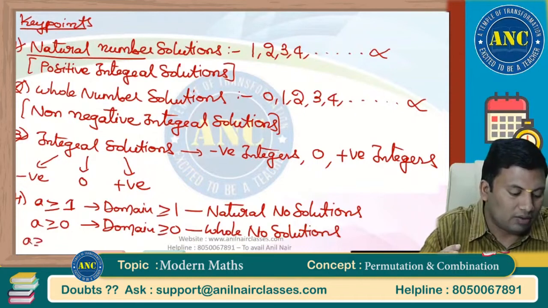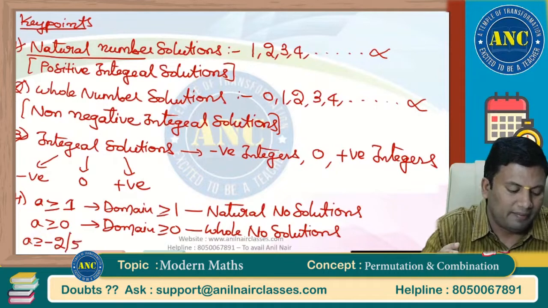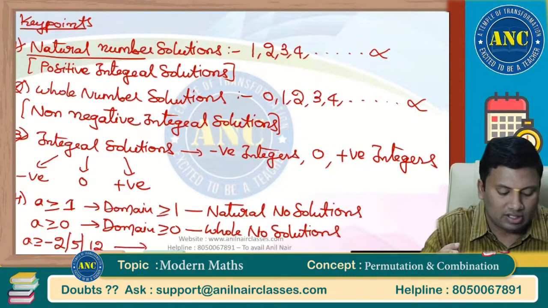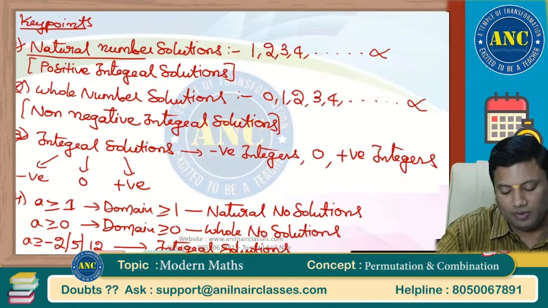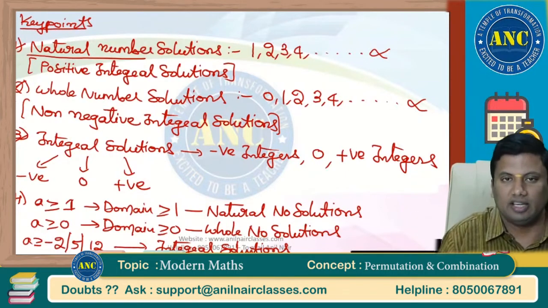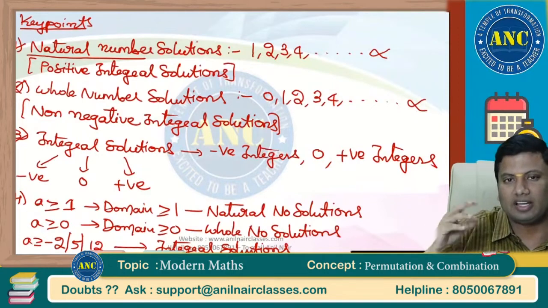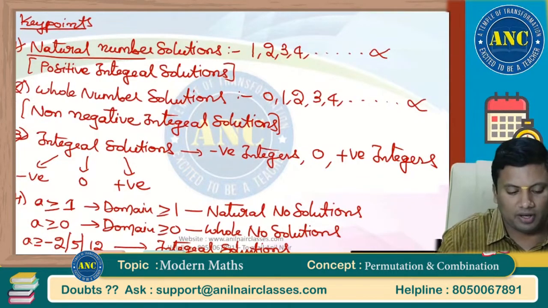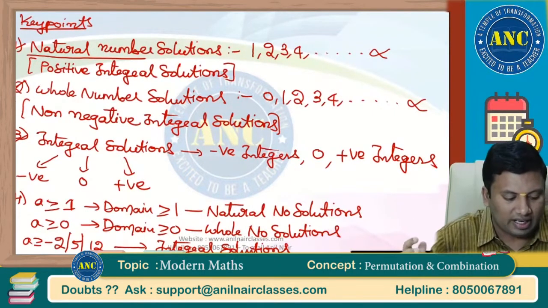Other than 0 and 1, if it is starting with -2, -3, +5, -12, anything other than 0 and 1, they are called integral solutions. In a natural number solution, the lowest value a variable can take is 1. In a whole number solution, the lowest value a variable can take is 0. In an integral solution, it can take a negative integer as the lowest value and a positive integer as the highest value. It can take any value. I hope it is clear, right? With this introduction, let us solve.